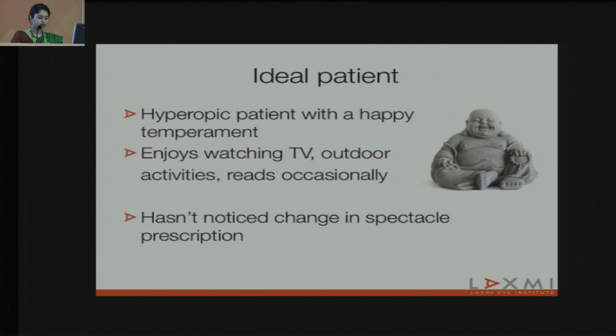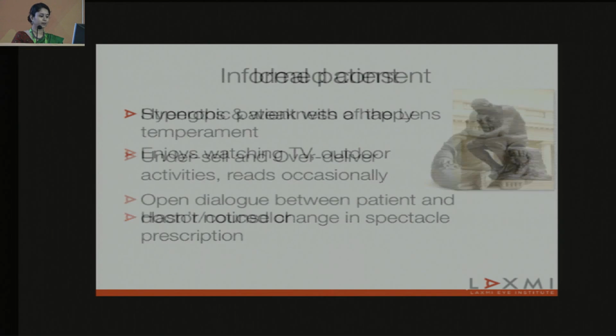So who would be your ideal patient? A hyperopic guy with a happy temperament who enjoys watching television, likes his outdoor activities, reads occasionally, should be preferred. And then the icing on the cake would be that he or she hasn't noticed the change in their spectacle prescription, as it really hasn't bothered them. So this is your ideal patient.